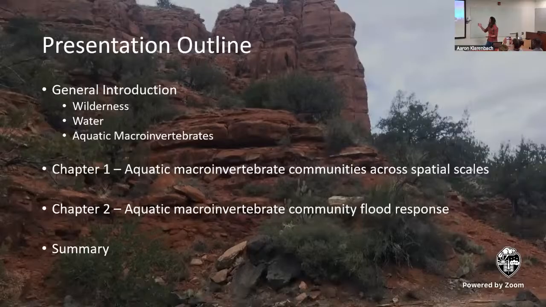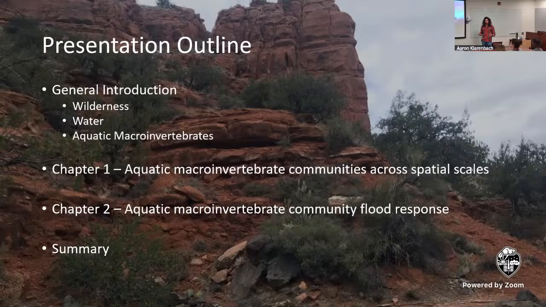All right, so roadmap for where we're going today. I'm gonna give a small general introduction, covering wilderness, water, and aquatic macroinvertebrates. Then the rest of this talk will follow my general thesis structure. So we'll talk about aquatic macroinvertebrate communities across spatial scales, and then for chapter 2, talk about a flood response in the community, and then follow up with a quick summary.